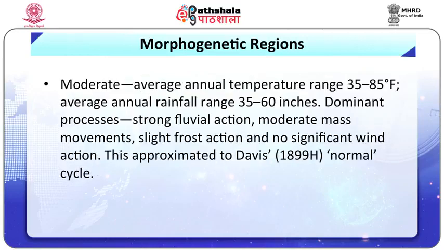Sixth, moderate. Average annual temperature range between 35 and 85 degrees Fahrenheit. Average annual rainfall between 35 and 60 inches. Dominant processes include strong fluvial action, moderate mass movement, slight frost action and no significant wind action. This approximated to Davis's normal cycle.